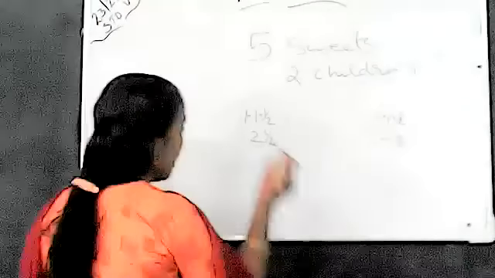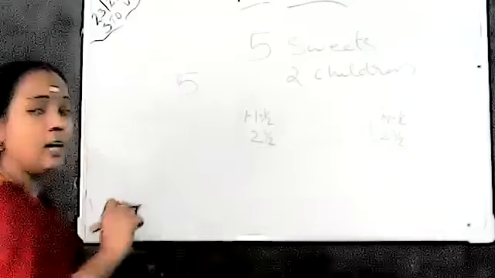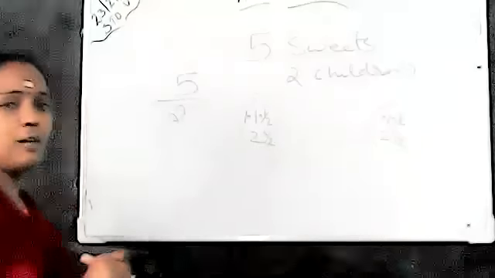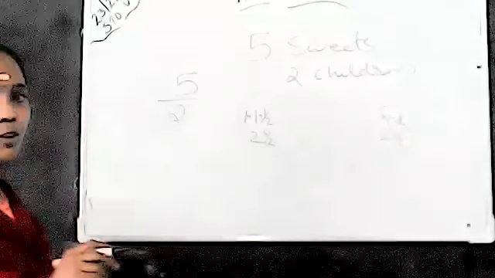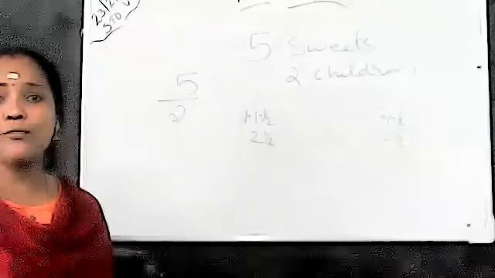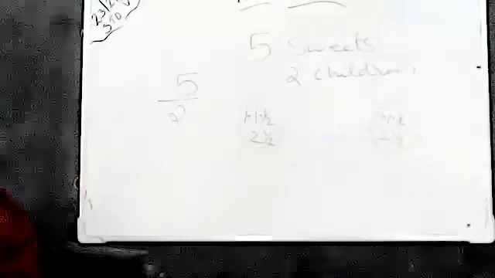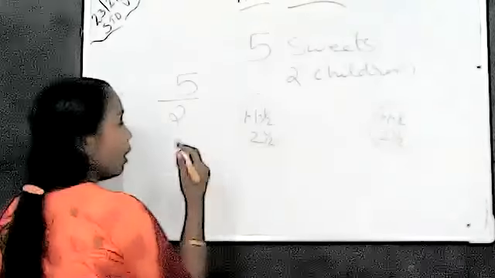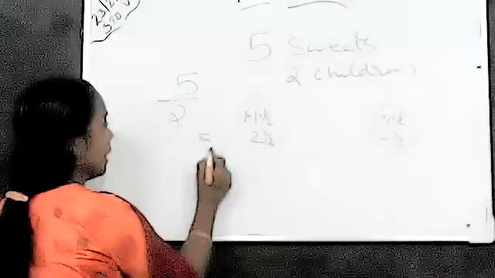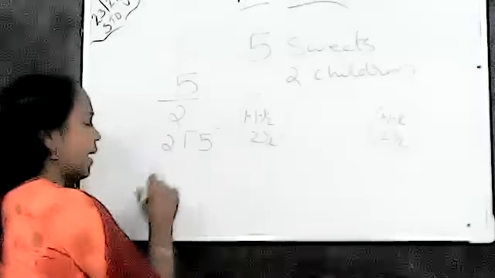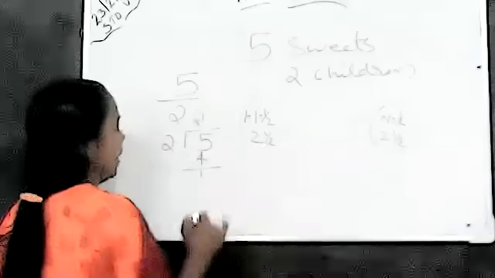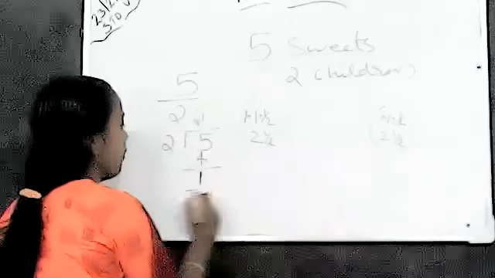What is the fraction? Total by number. How many sweets are there? 5 sweets. How many children are there? 2. So 5 by 2. Which type of fraction is 5 by 2? That is an improper fraction. Convert it into a mixed fraction. First, after division, 2 goes into 5 two times, that is 4. The balance is 1.